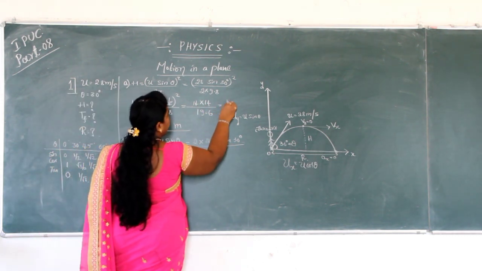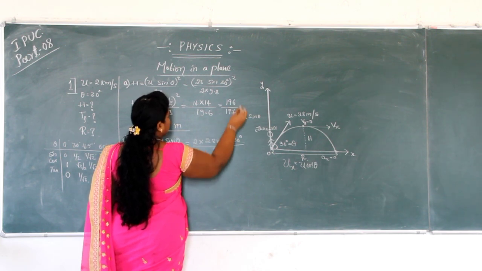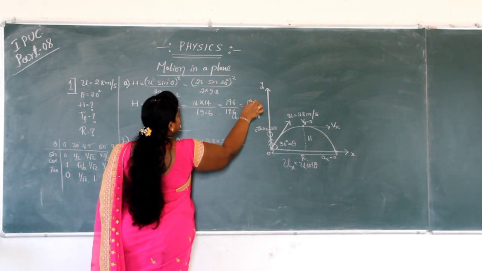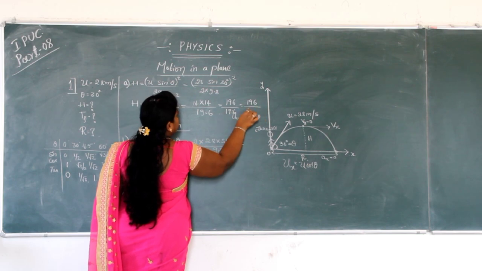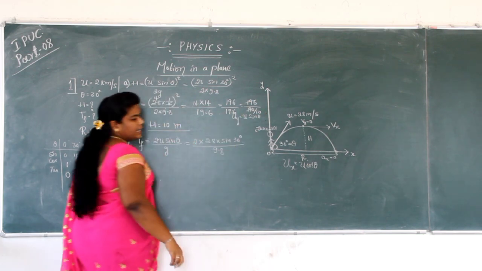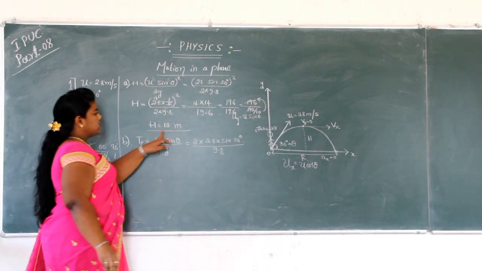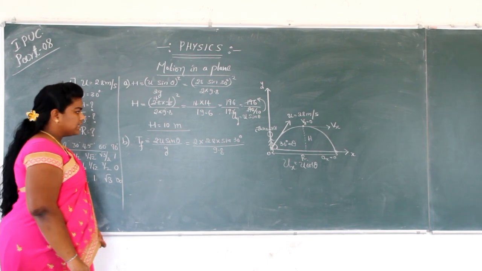14 square ಅಂದ್ರೆ 196. So here it is 19.6. ಹೌದಾ? So ಇಲ್ಲಿ 196 ಇರುತ್ತೆ, divided by 19.6. ನ 196 by 10 ಅಂತ ಬರುತ್ತೆ. 196 cancel ಆದರೆ 10 comes to the numerator. That is what x is equal to 10 meter ಅಂತ ಬರುತ್ತೆ.